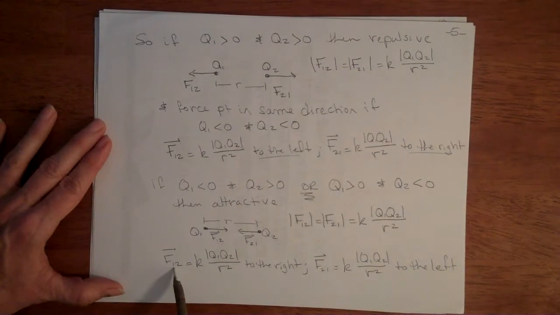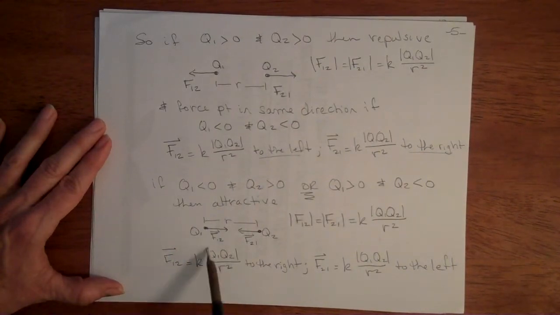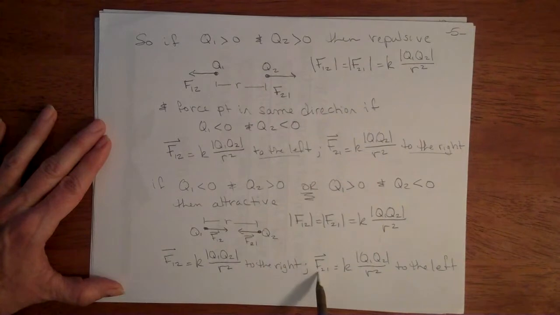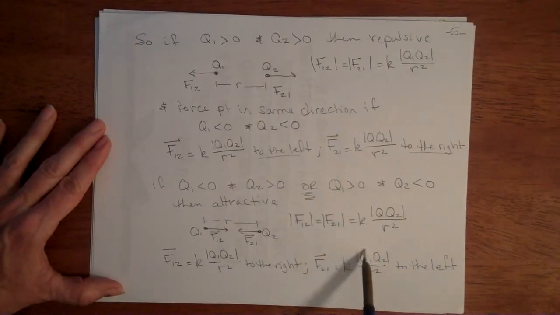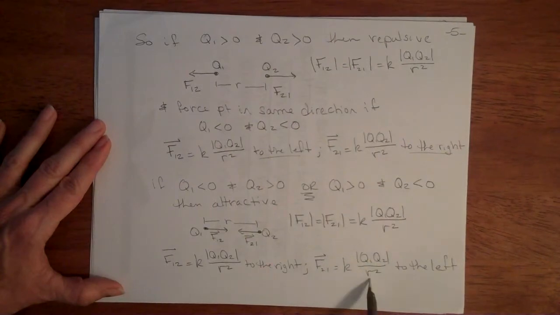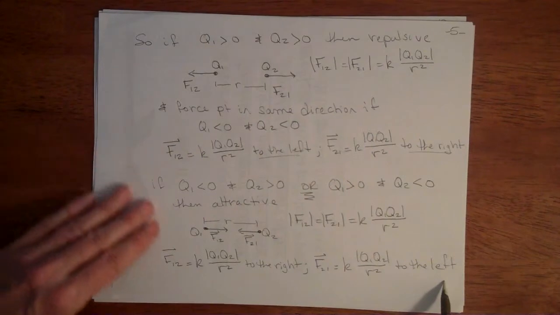So we can fully quantify the force on 1 by 2 as k, product of the charges, absolute value, divided by the distance between them squared, now to the right. And the force on 2 by 1 is equal to Coulomb's law, k, product of the charges involved, q1 q2, divided by the distance between them squared, to the left.